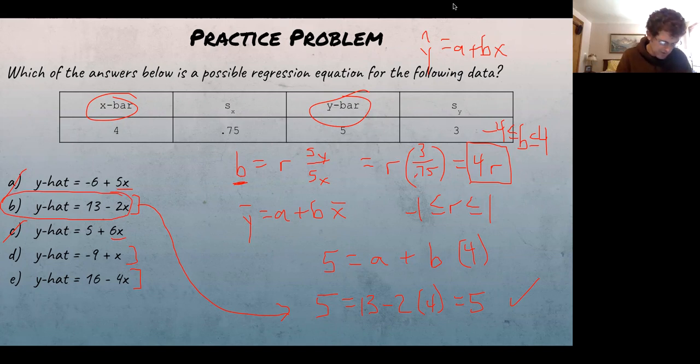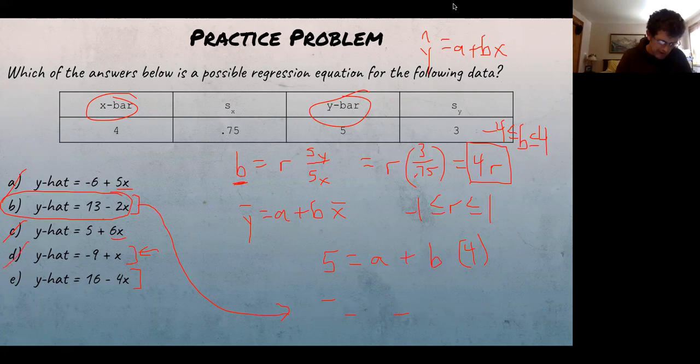All right, so let me erase all this and try the next equation. y bar is 5 equals -9 plus 4, because there is no slope on that one. -9 plus 4 is -5. -5 and 5 are not the same, so that one doesn't work. I can cross that one out. All right, and the last one.